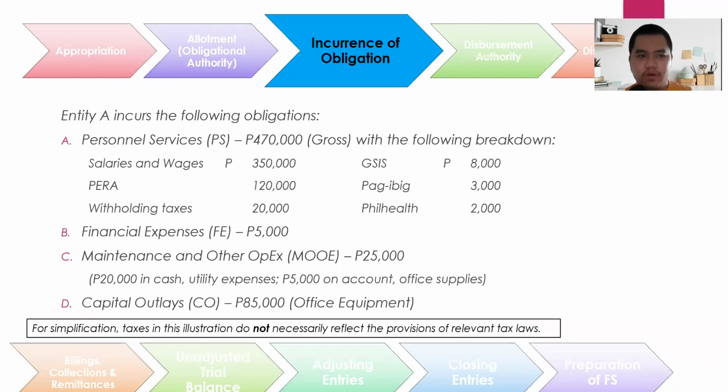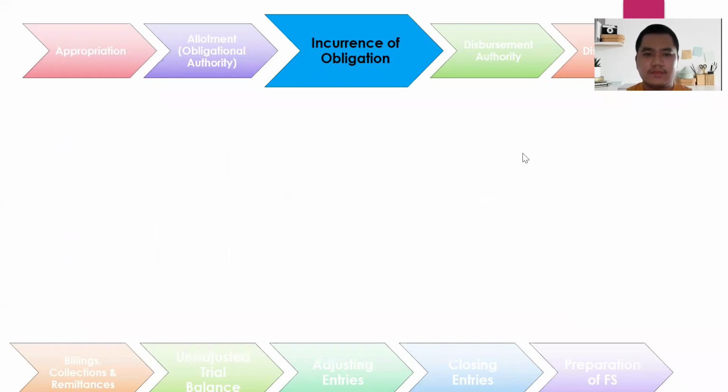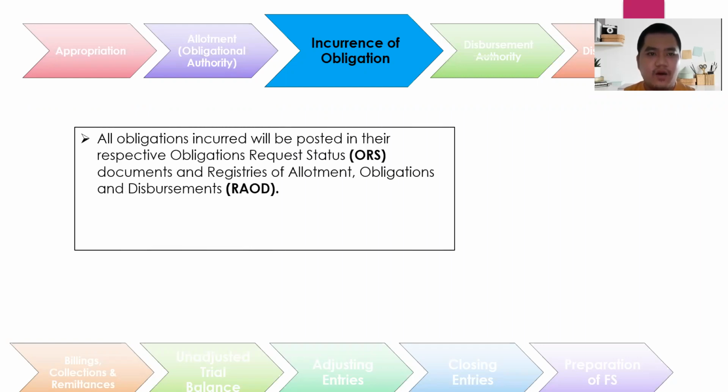Okay, so now, how are we going to record these obligations in the accounting books and in the budget registries? All obligations incurred shall be through the issuance of the Obligation Request and Status, or ORS. The requesting office shall prepare this document supported by valid claim documents like disbursement vouchers, payrolls, purchase or job orders, itinerary of travel, etc.